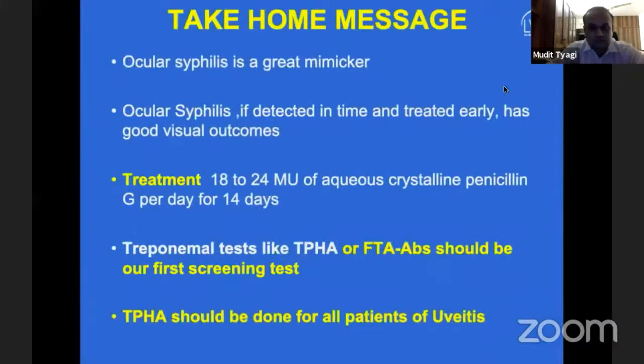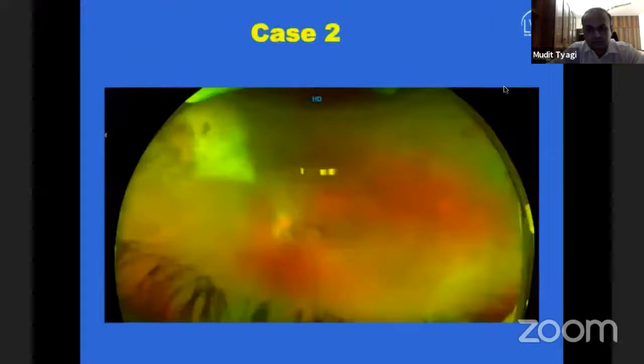So the take-home message from this case is the fact that syphilis can be a great mimicker and it can present in any sort of way. And therefore, it is imperative for us to keep it as a differential for all uveitic entities. My case 2 and case 3 are kind of similar, but I will just deal with them.